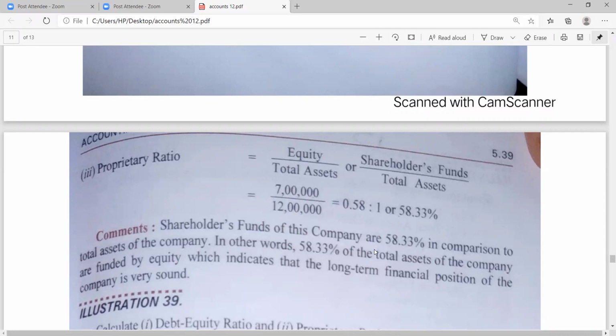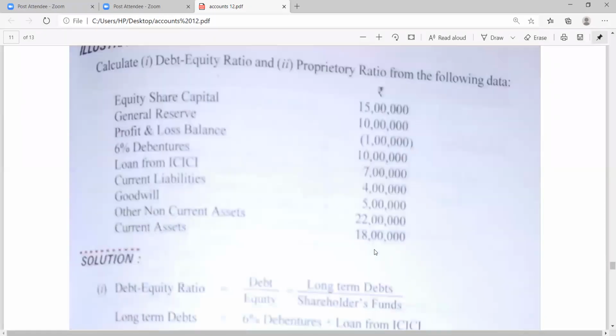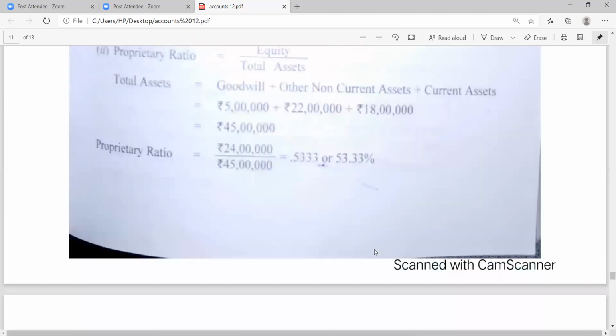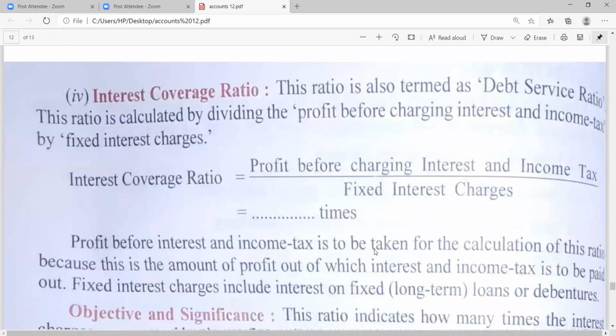So in this way, you have to attempt the question. The next question is a consolidated one, in which you have to calculate all these three ratios with the help of the balance sheet.